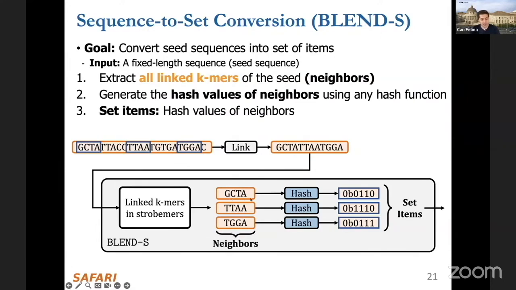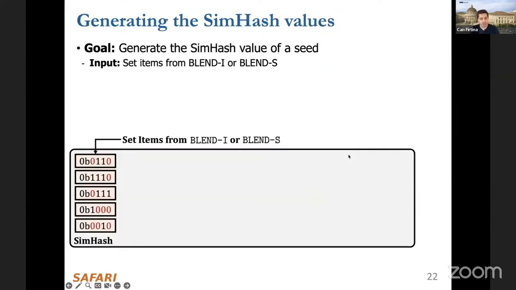Here in this case is GCTA, for example, which was linked from here, and the second link is TTAA, which is here. We take all of these linked k-mers and use them as neighbors. Similar to Blend I, we hash them and generate the hash values of these neighbors. Then we use these hash values as set items for that particular seed sequence. Now that we identified the set items of the seeds, we can generate the hash values of these seeds using the SimHash technique.